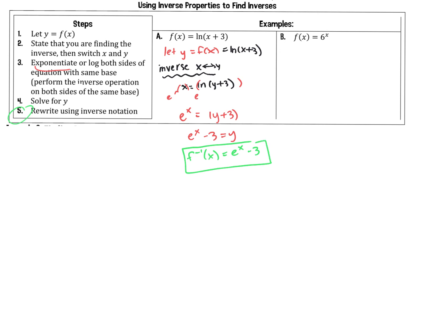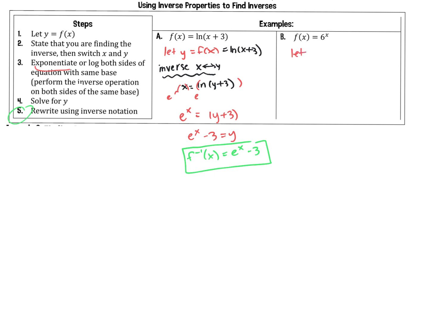So if you start with common log or natural log, you're going to have to exponentiate both sides in order to get y disconnected from the logarithm. If you start in an exponential form, at some point you're going to have to take the log in order to get y out of the exponent. So let's look at an example like that.